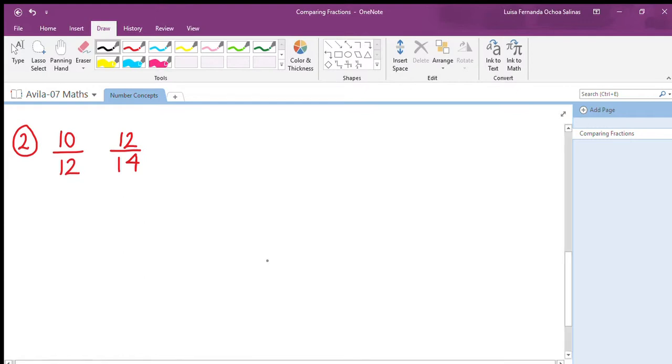Okay, girls, I'm going to do example number 2. So we're going to compare these two fractions, 10 over 12 and 12 over 14. So first step, I need to find a common denominator between 12 and 14. This is a good example because we can see that it's not that clear as the previous one. What is the lowest common multiple between these two numbers?